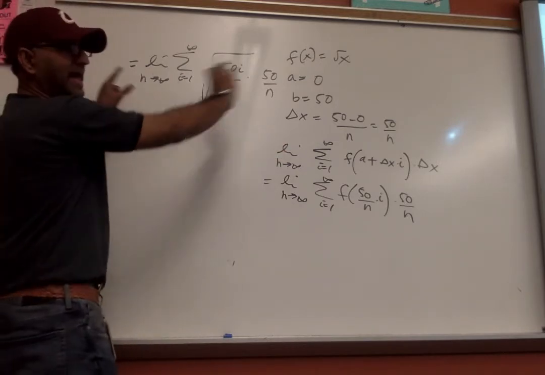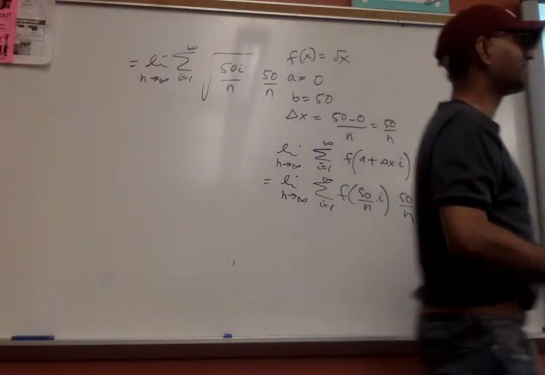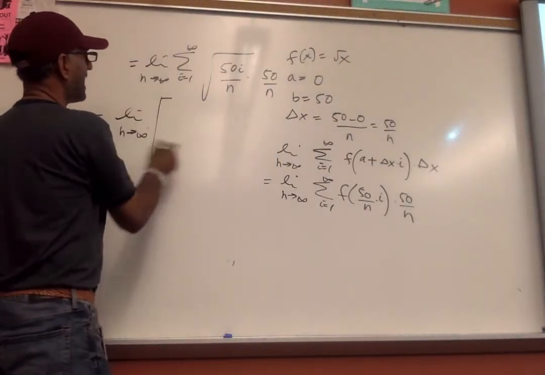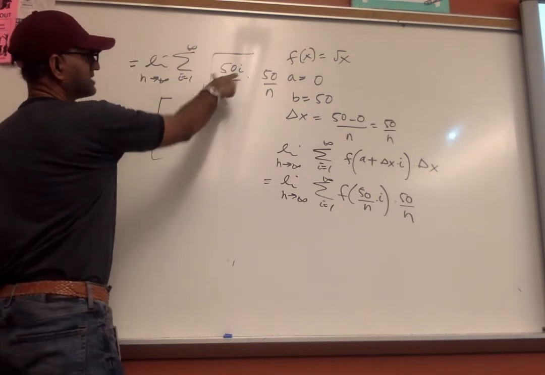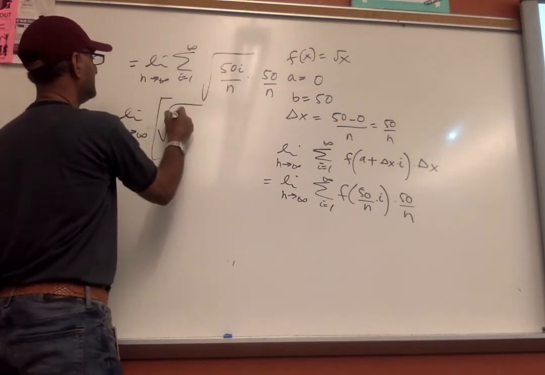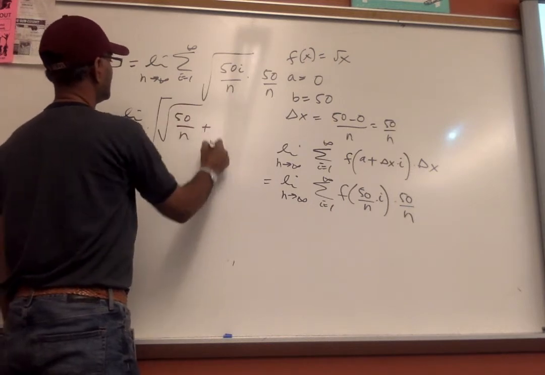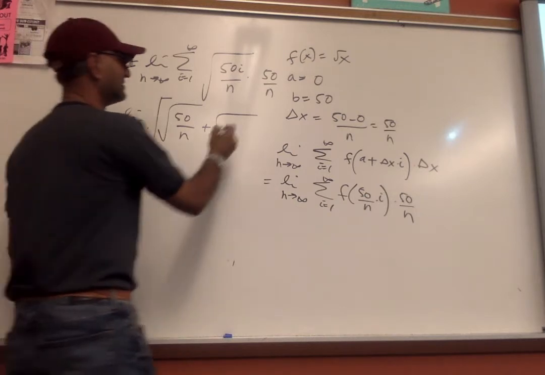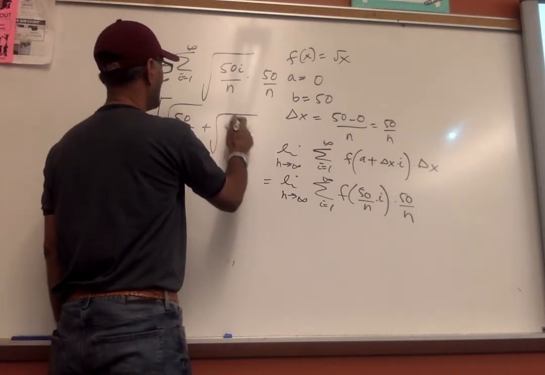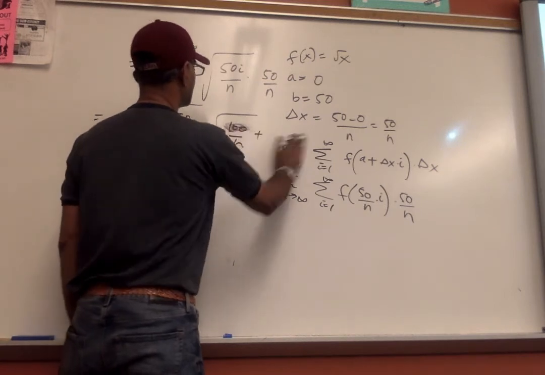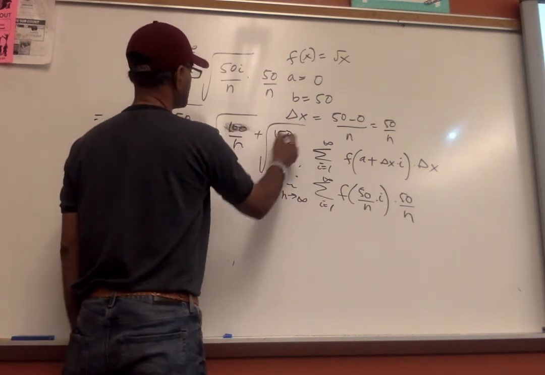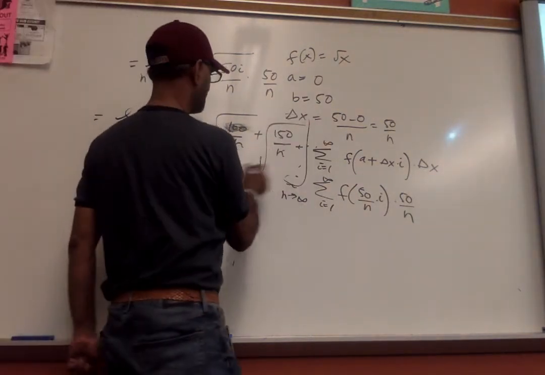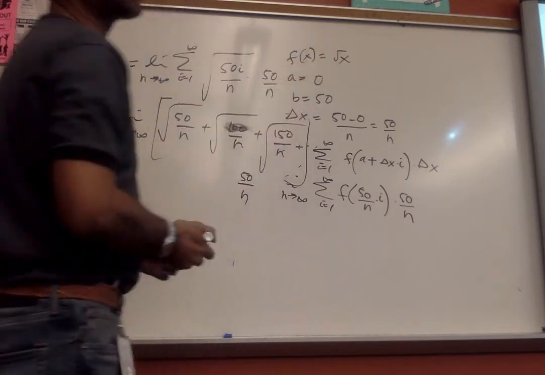Okay. I'm going to expand the summation because you can see they've expanded, right? So I'm going to expand the summation. So limit n approaches infinity. Big brackets. Well, the first guy will be radical 50 over n. The second guy will be 50 times 2 over n, or 100 over n. The third guy will be 150, 50 times 3 over n. So, times 50 over n, correct? Is that the original problem?